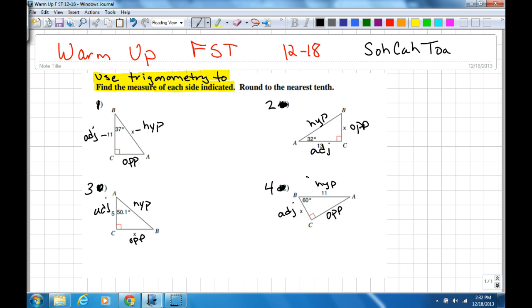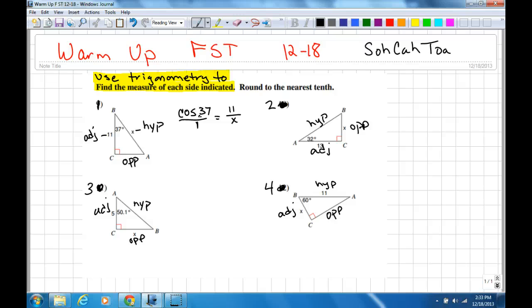Okay, so on these problems, the first thing you need to do is label your sides. That makes it a lot easier for you. So for number 1, we have an adjacent and we have a hypotenuse. Which one uses adjacent and hypotenuse? Cosine. So I'm going to say cosine 37 equals 11 over x, adjacent over hypotenuse. So I'm going to put a little 1 here. Cosine 37 over 1 equals 11 over x.